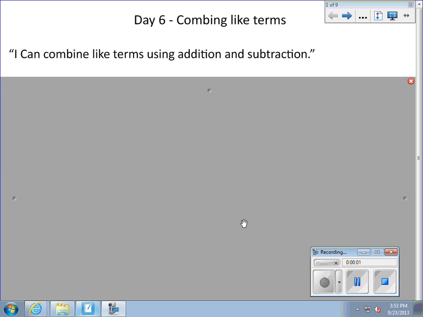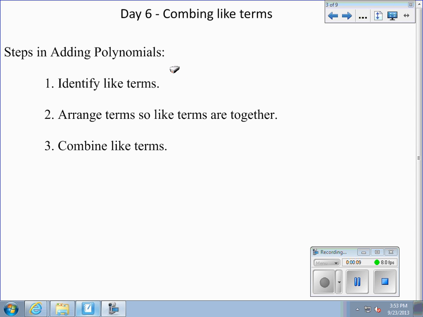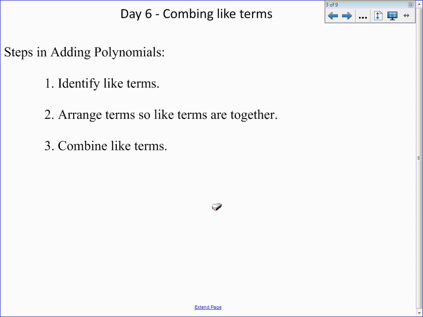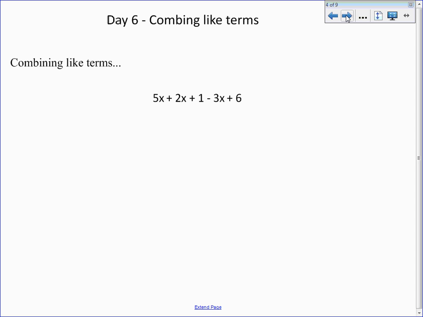Okay, today we're going to be combining like terms using addition and subtraction, and this is going to be the basics of combining like terms. So, some of the things I want you guys to watch for when we combine like terms is, one, you should be able to identify the like terms, arrange the terms so that the like terms are together, and then finally combine those like terms. So let's go ahead and do an example.